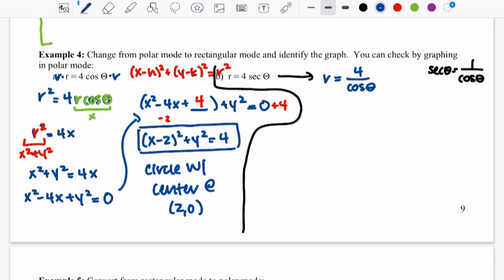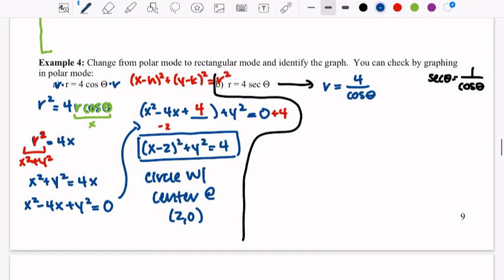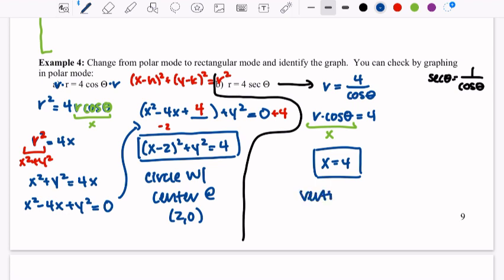And then from here, again, we're always going to try to manipulate into one of these 4 equations. Which one can we easily manipulate to? I think x equals r cosine of theta is going to be easiest because we can just multiply that cosine over. That gives us r times cosine of theta equals 4. And what is r cosine of theta? That's x. So this equation just becomes x equals 4. What does that look like? Well, it's not a function. It's going to be a vertical line with an x-intercept of 4, 0.